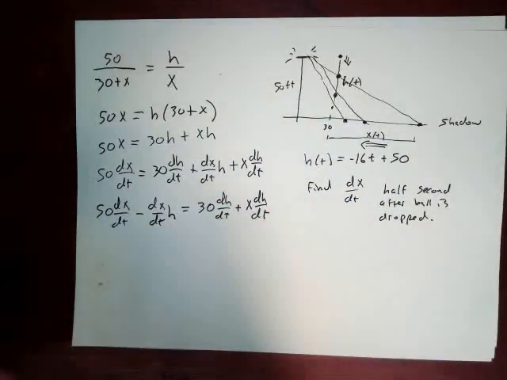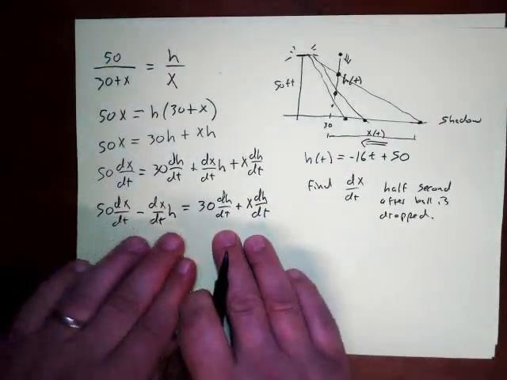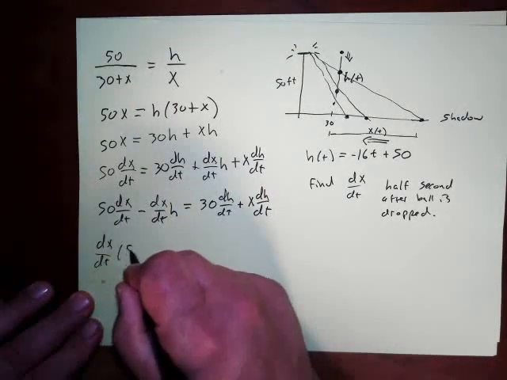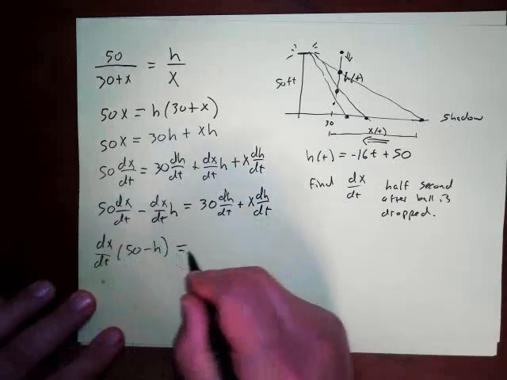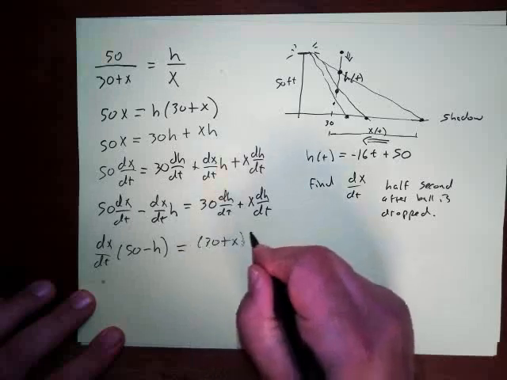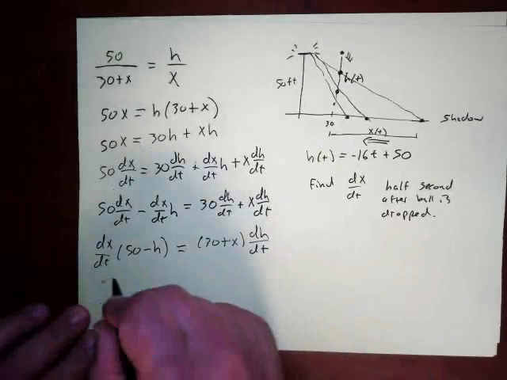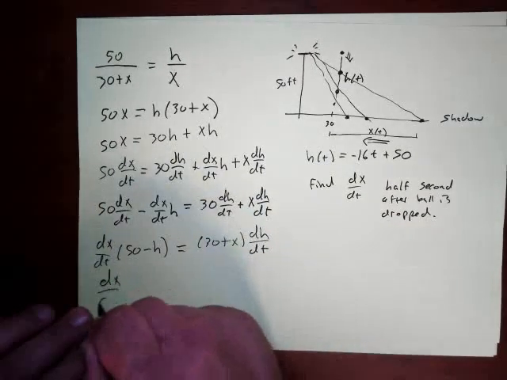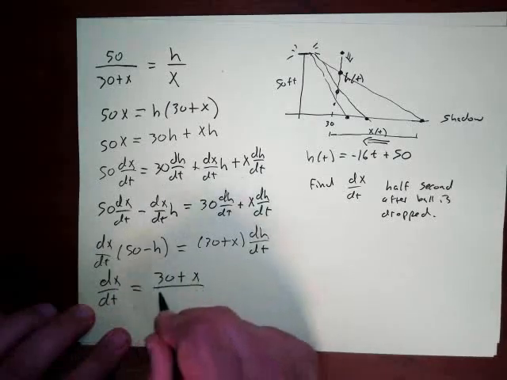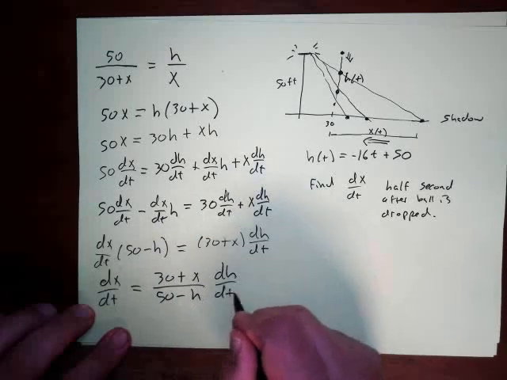Okay, and I've done this already, so you wouldn't have known how to simplify this, but I think what'll be nice is I'm going to factor these out. So this would be dx dt times 50 minus h, and then here I'm going to have 30 plus x times dh dt on the outside, right? And then I can divide both sides by the 50 minus h. So I get dx dt is equal to 30 plus x over 50 minus h times dh dt.